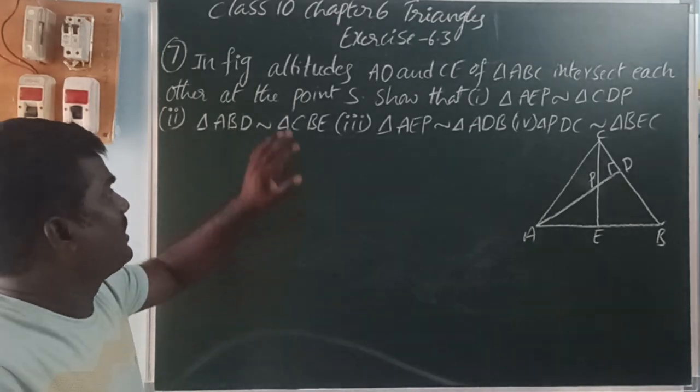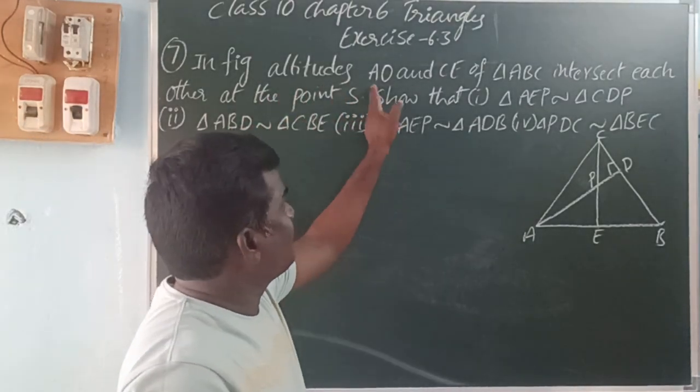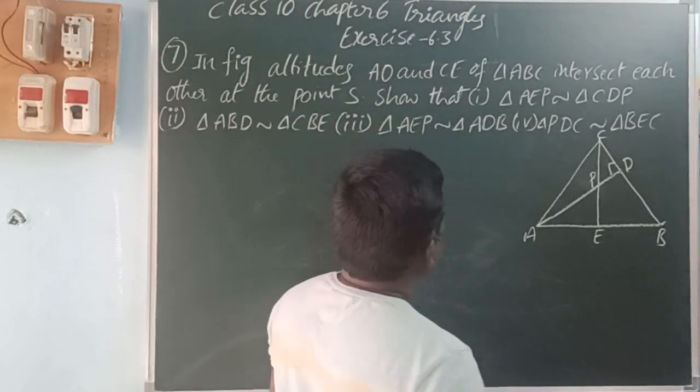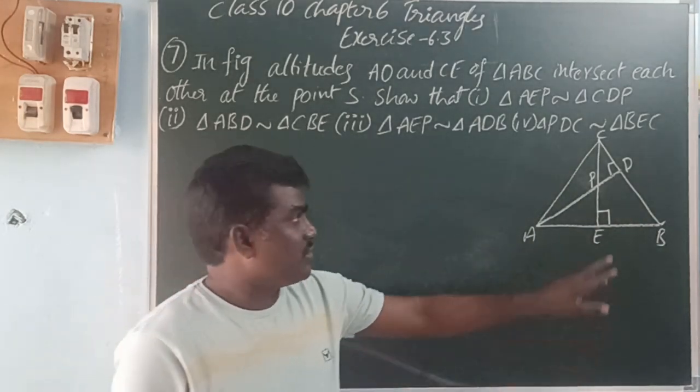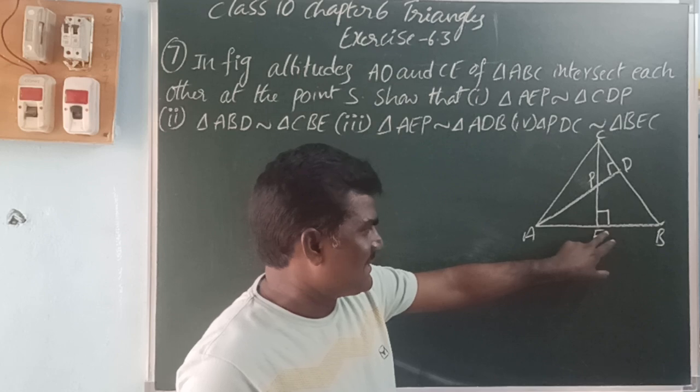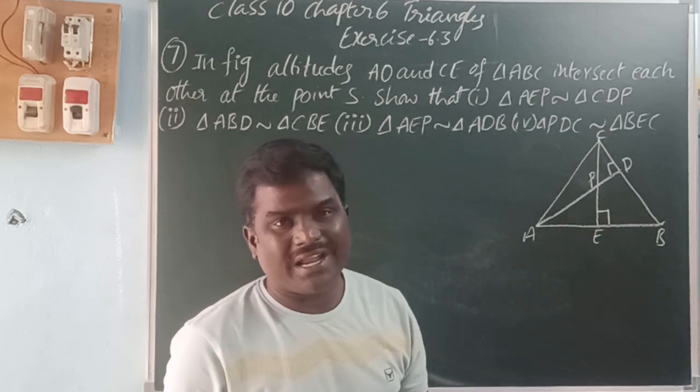Question number 7. In the figure, altitudes AD and CE. So altitude means a line joining from a vertex to the opposite line segment, meeting at a point, and the angle is 90 degrees.